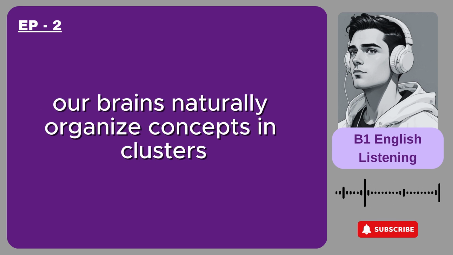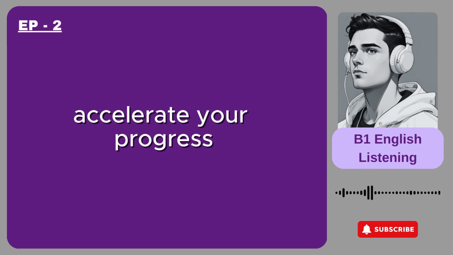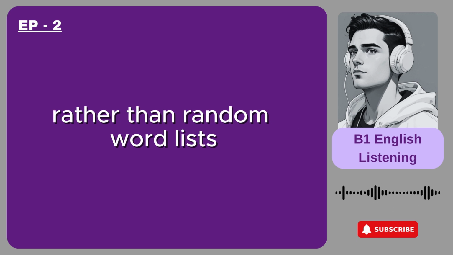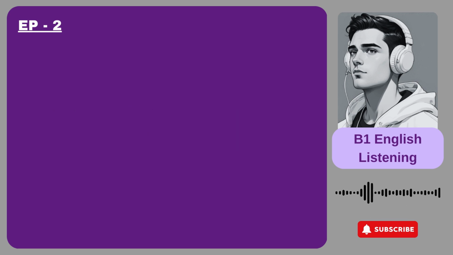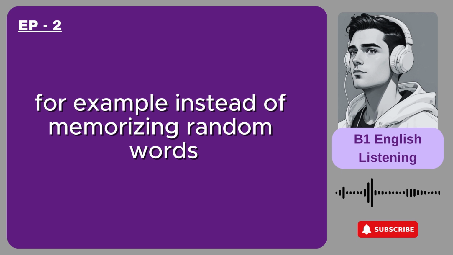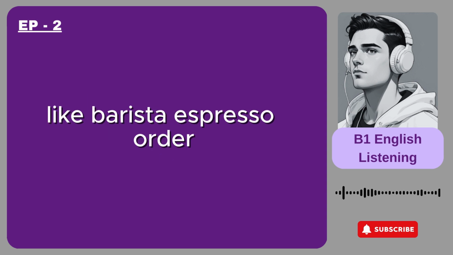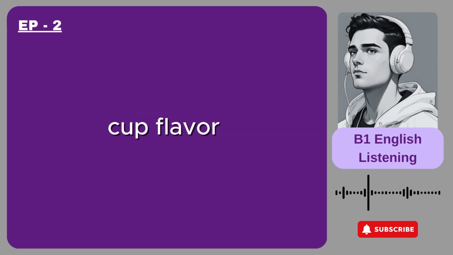Our brains naturally organize concepts in clusters. Accelerate your progress by learning vocabulary in related groups rather than random word lists. For example, instead of memorizing random words, create a cluster around coffee shop with related terms like barista, espresso, order, cup, flavor, and so on.